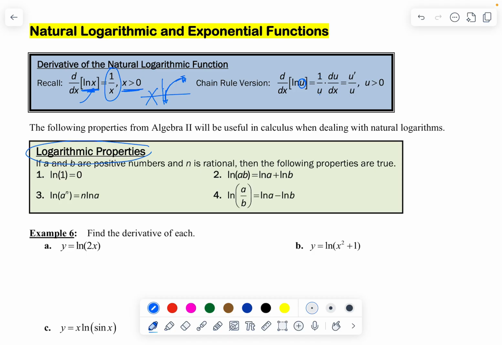So a few log properties that you need to remember. ln of 1 is equal to 0. The power property of logs, you remember this? Bringing down the power, you can rewrite it as n ln of a. The product property of logs can be separated. If two things are being multiplied, you can separate them into ln of a plus ln of b. And ln of a divided by b can be separated into ln of a minus ln of b. So these will be useful when dealing with natural logs, learning how to rewrite them.